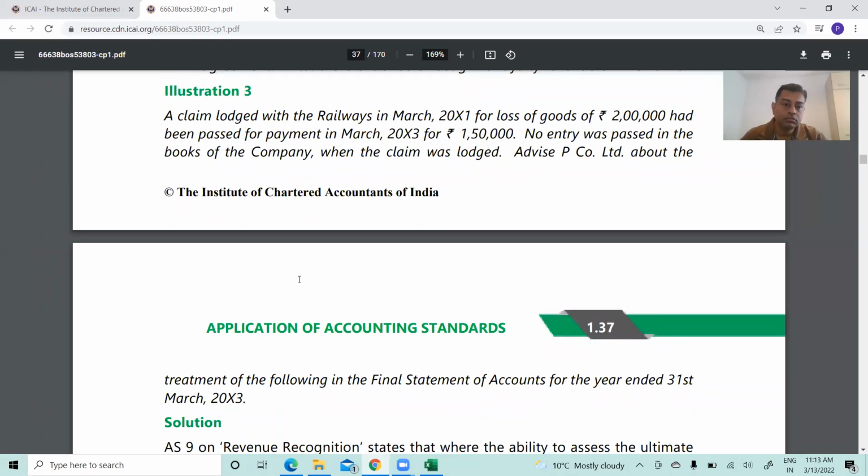A claim lodged with the railways in March 2001 for loss of goods of 2 lakh had been passed for payment in March 2003 for 1,50,000. No entry was passed in the books of the company when the claim was lodged. Advise P Company Limited about the treatment in the financial statements for the year ended 31st March 2003. Very important. Put a star mark. Very important question.